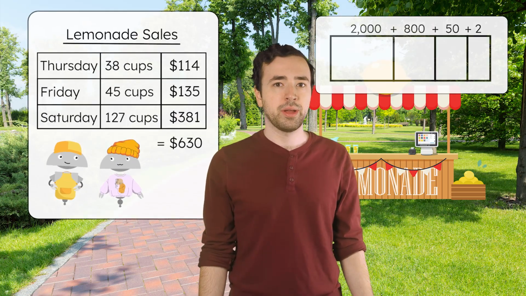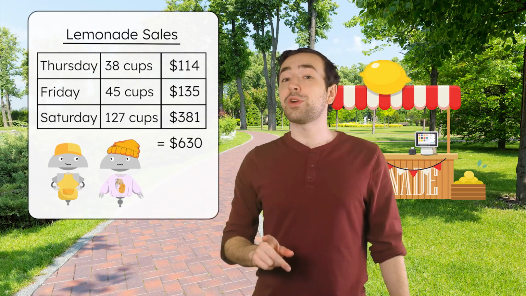The area model strategy works for numbers of any size. Just add another section for each place value as the numbers get bigger. Ren and Mia have earned $630 so far. And they're running short on supplies. Let's check out another multiplication strategy to help them restock.